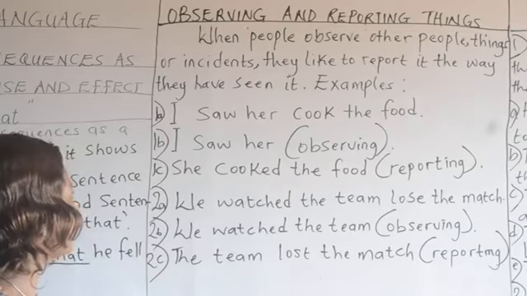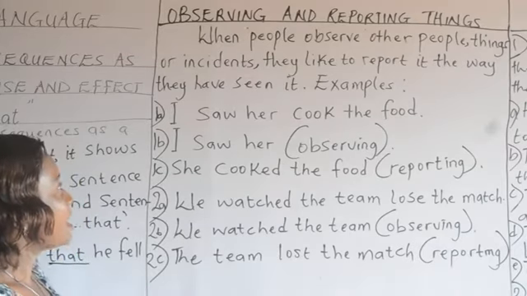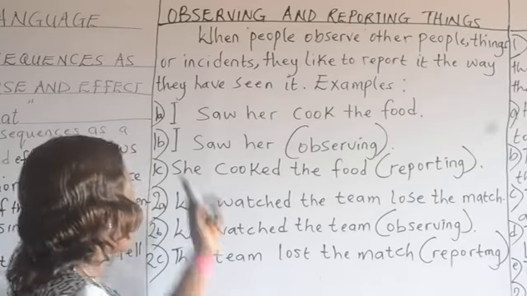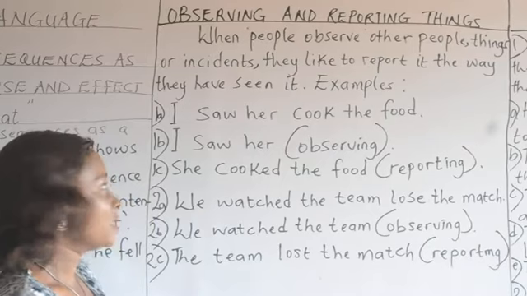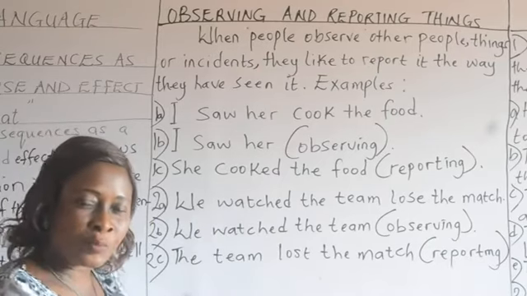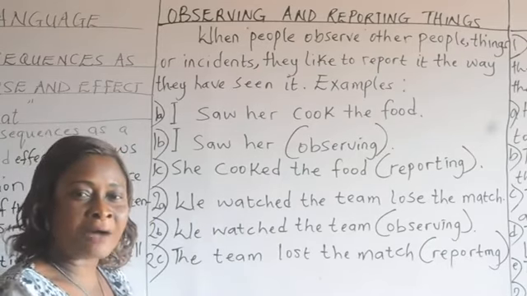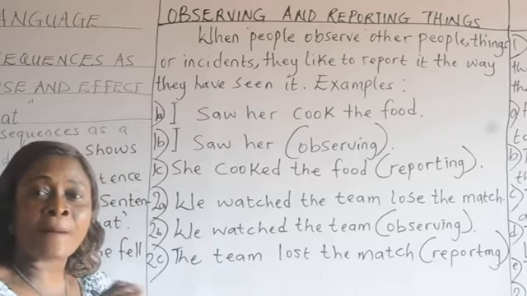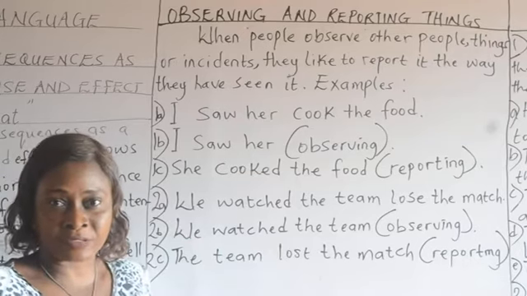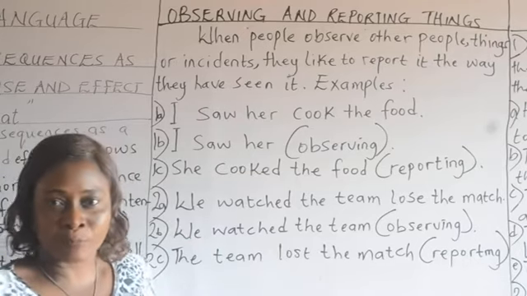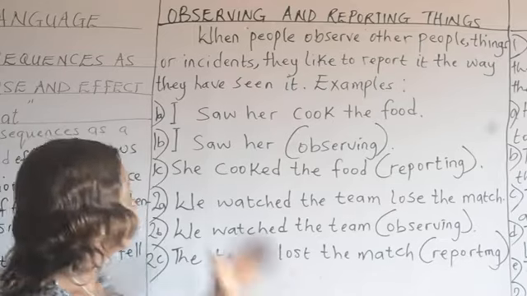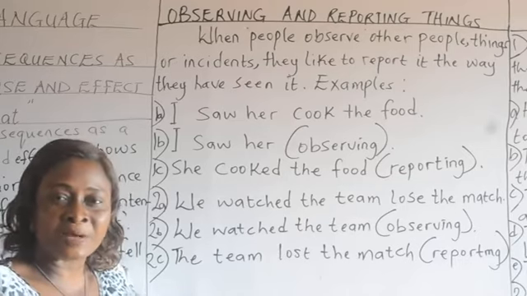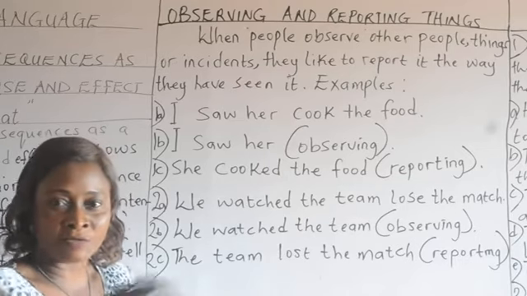Number 1A says, I saw her cook the food. That's a complete sentence. Now, we break the sentence into two to be able to identify the observational part of it and the reporting part of it. We are looking at observing and reporting. You observe and then you report. So in a complete sentence, we break it into two to separate it into observing and reporting.